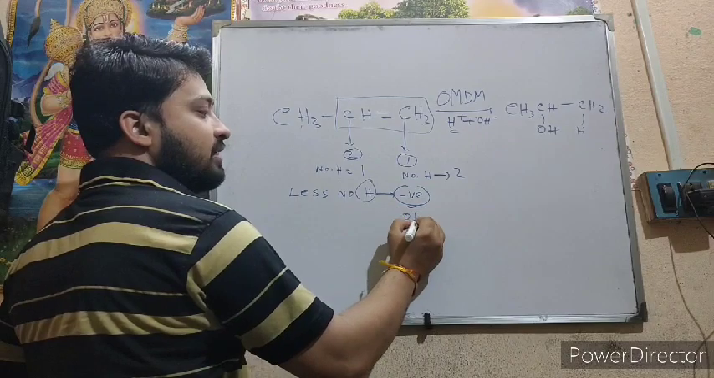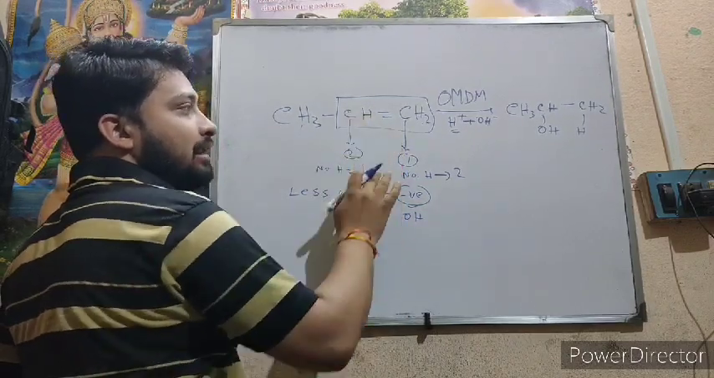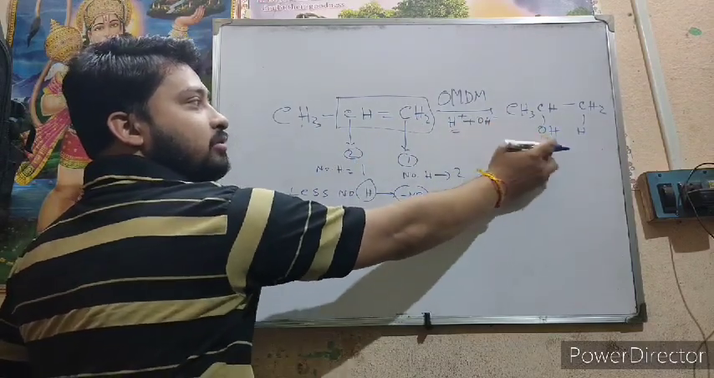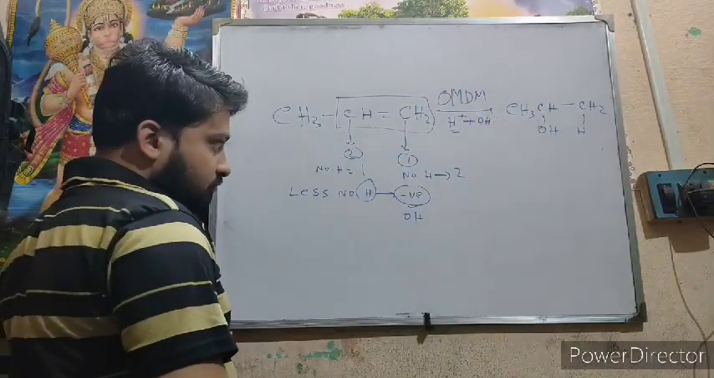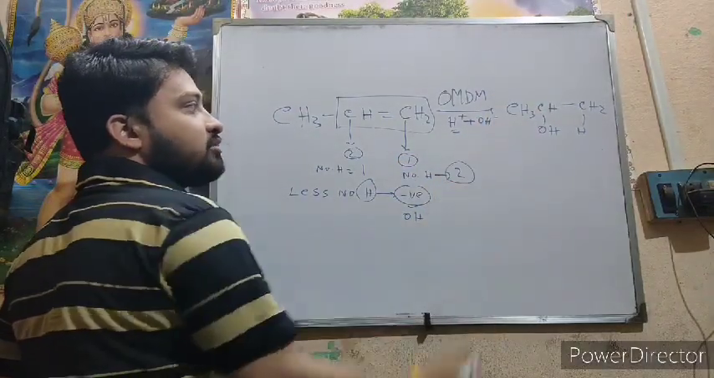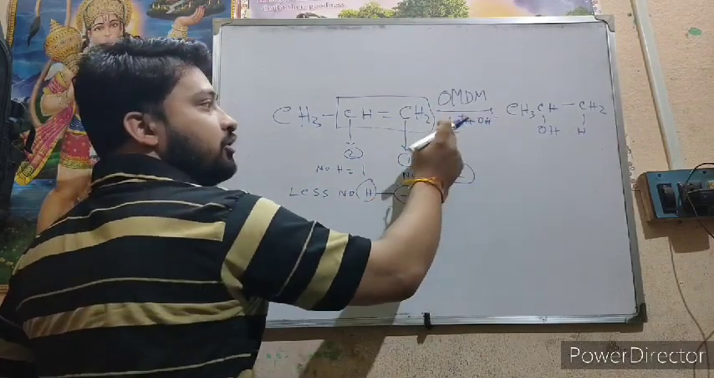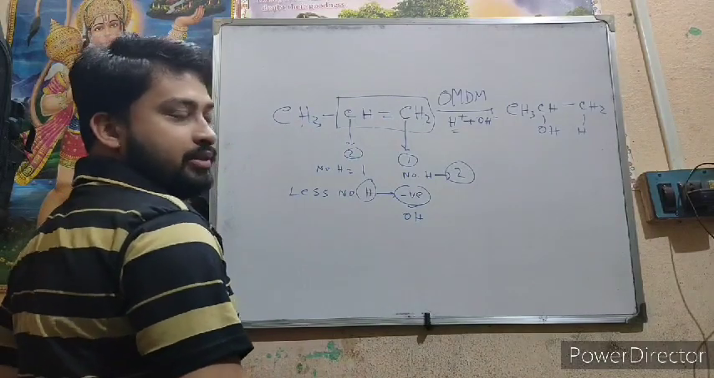So what is the negative one? That is OH. As the number of hydrogens is less compared to the other carbon, you use the negative. So the negative is OH and you put this OH on this CH. Where the number of hydrogens is more, you add the positive charge. That is it.